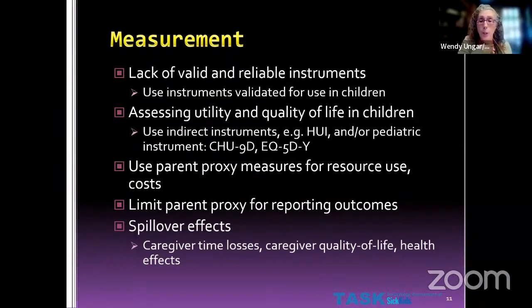But still, for very young children, what do we do? We turn to parent proxies. You know, it's okay to use parents as proxy reporters for cost. After all, they're the gatekeepers of their child's care. They know what they're spending. They know what the visits are to the child.